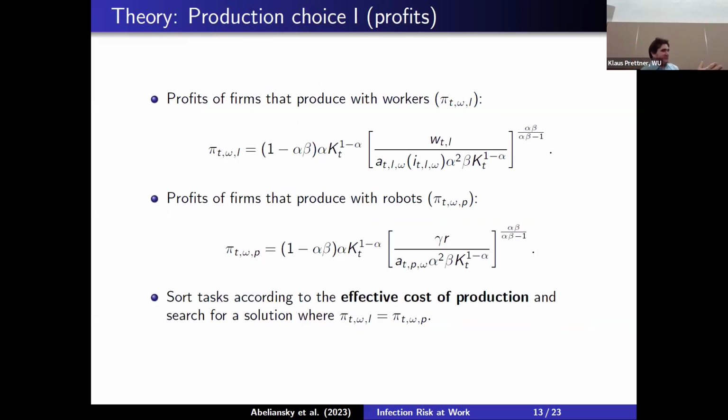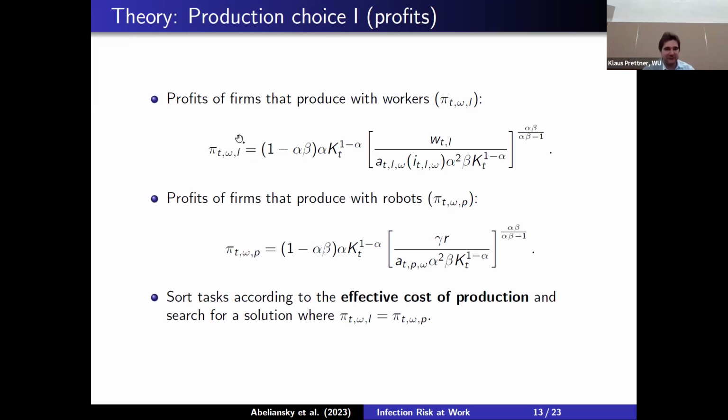As I said before, you can have a sorting of tasks in descending order of automatability. The tasks that are easy to automate are done by robots, the tasks that are difficult to automate are done by humans, and somewhere in between is the task for which the two profits would be the same. So the task producer that produces this task is indifferent between using a robot or employing humans. It could do both, and would lead to the same level of profit.